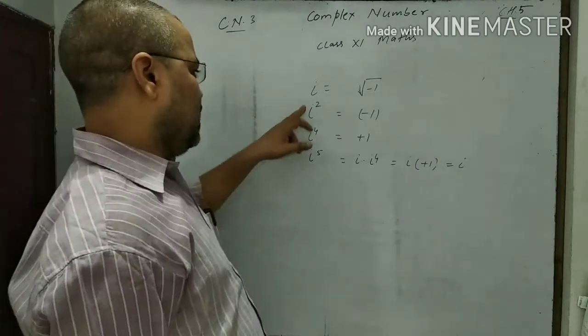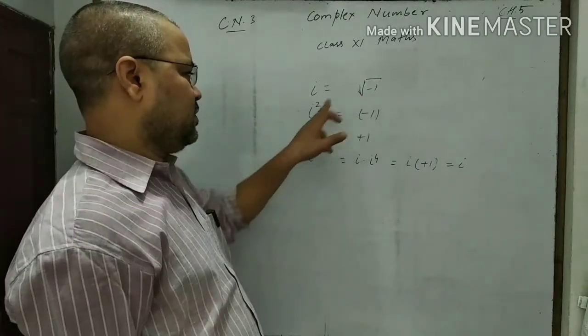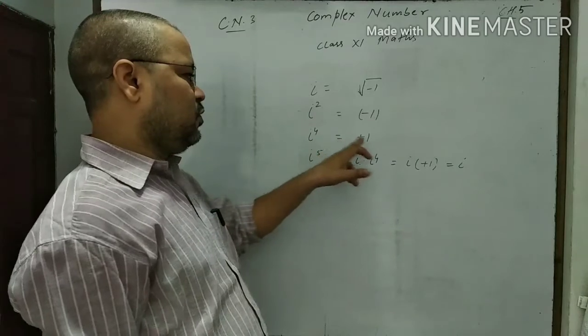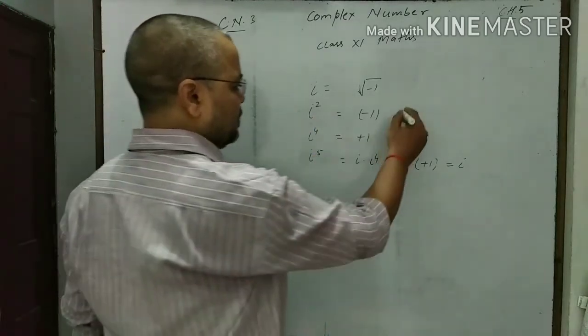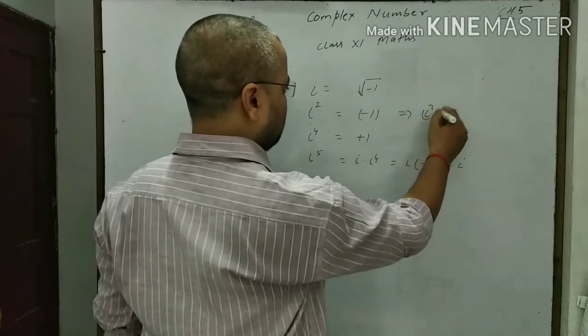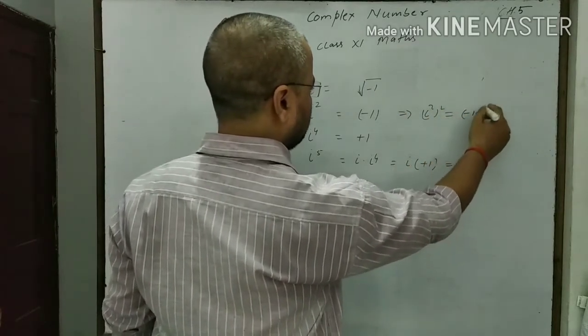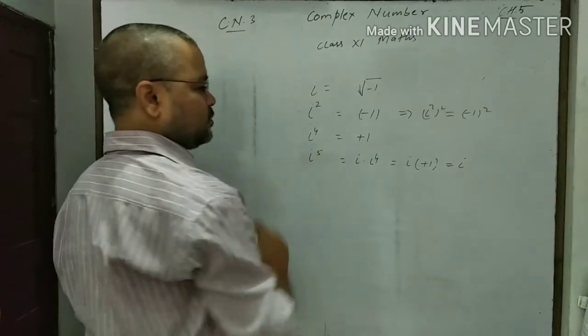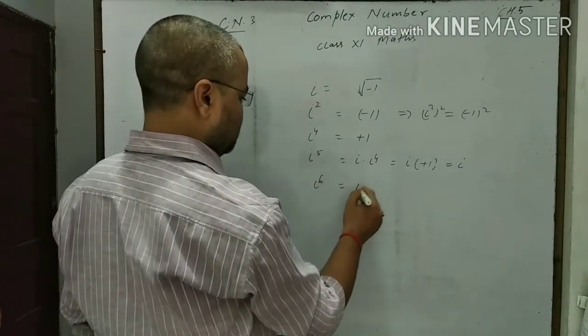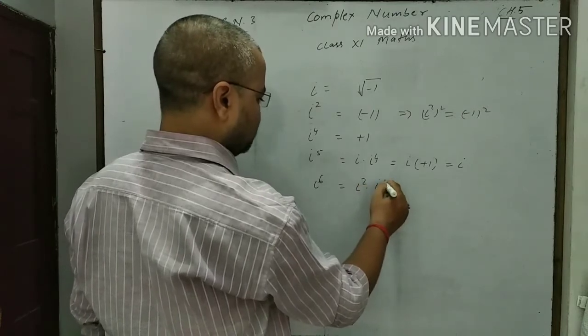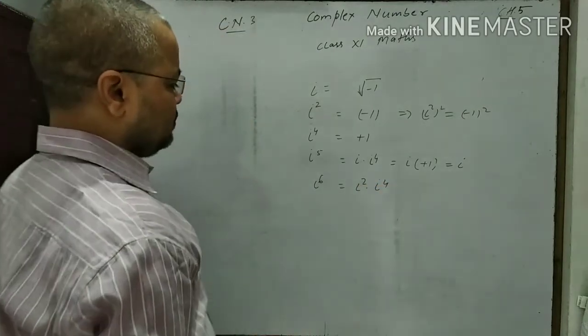Okay. i is under root minus 1, i square is minus 1, and for i raised to the power 4, squaring on both sides, i square whole square is equal to minus 1 whole square. Its value will be plus 1, so i raised to the power 4 is plus 1. Now i raised to the power 6 is what? i square into i raised to the power 4.